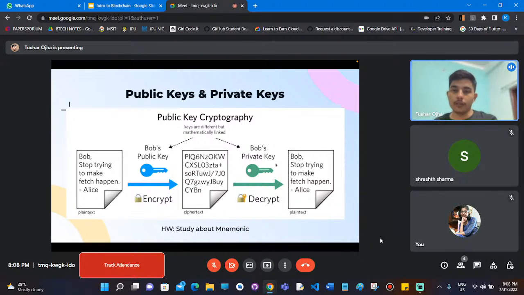There is something called a mnemonic, which I am giving you as homework to understand what a mnemonic is and how it works. For a basic example, you can think of 12 or 24 different words, for example, car, bat, cat, rabbit. I'm just naming a few things. So there are dictionary words, and in a particular combination, 12 words are picked. From that combination, you can generate any number of public key and private key combinations. So that makes you eligible to create multiple accounts.